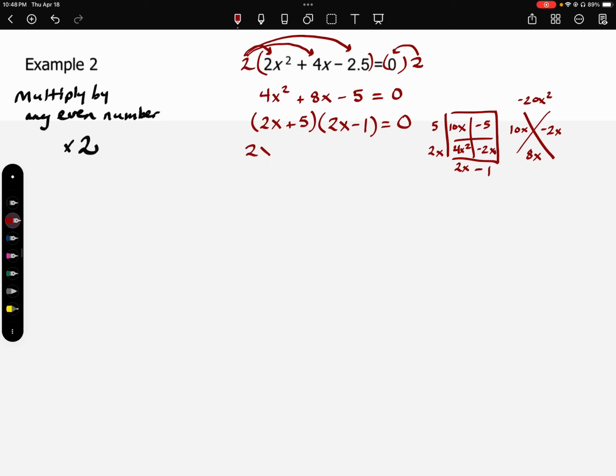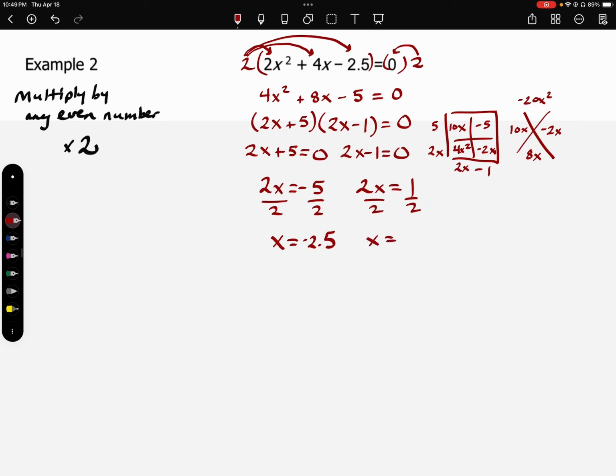And then let's just set each of those factors equal to 0 and solve. We get 2x equals negative 5, which means that when we divide by 2, x equals negative 2.5. On the other part, 2x is going to equal 1, divide by 2 on each side, and it looks like x is equal to 1/2.